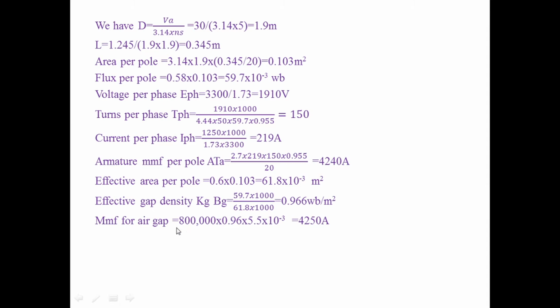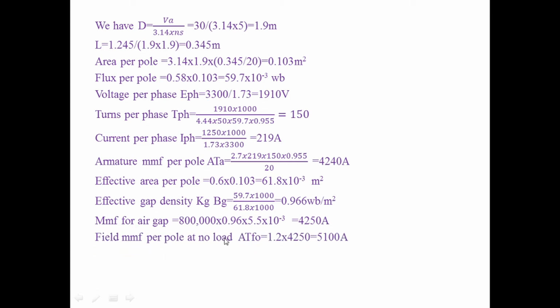That is the effective gap density kg into bg. So MMF for air gap is given by 800,000 into 0.96. So 0.96 is the effective gap density, that is kg into bg, into 5.5 into 10 to the power minus 3, which is Lg, the length of the air gap. So the formula for MMF for air gap is 800,000 bg into kg into Lg, where Lg is 5.5 into 10 to the power minus 3. After substituting and solving, you will be getting 4250 amps.